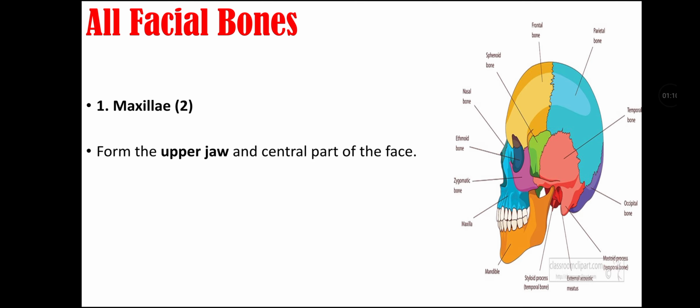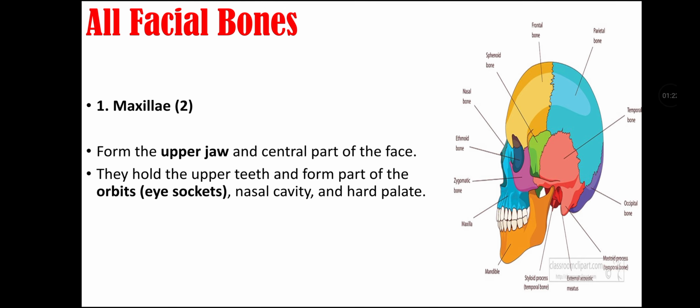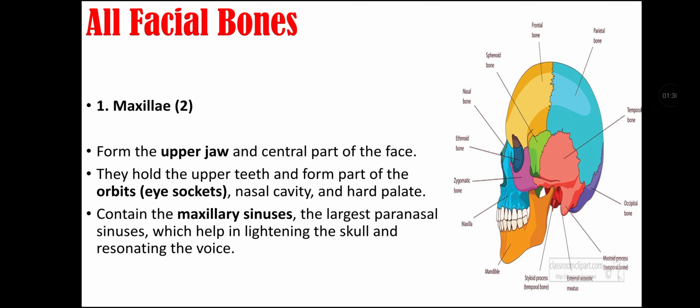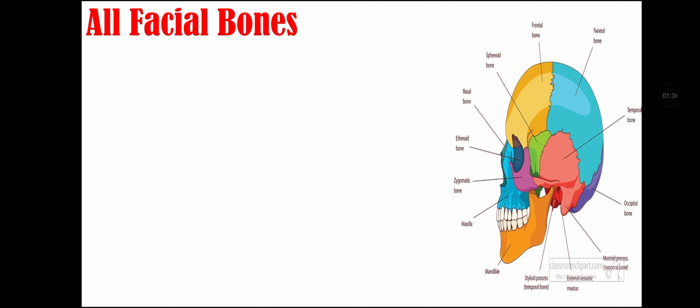So first is maxilla, that is paired bone. That means there are 2 maxilla in every skull. As you can see in diagram, the blue color bone that is holding up the upper teeth is maxilla. It forms the upper jaw and central part of the face. They hold the upper teeth and form part of orbits, nasal cavity and hard palate. They contain maxillary sinuses that are the largest paranasal sinuses which help in lightening the skull and resonating the voice.